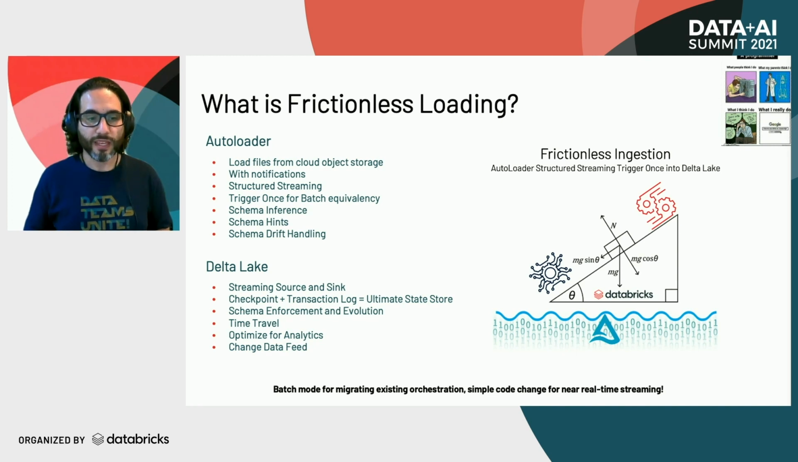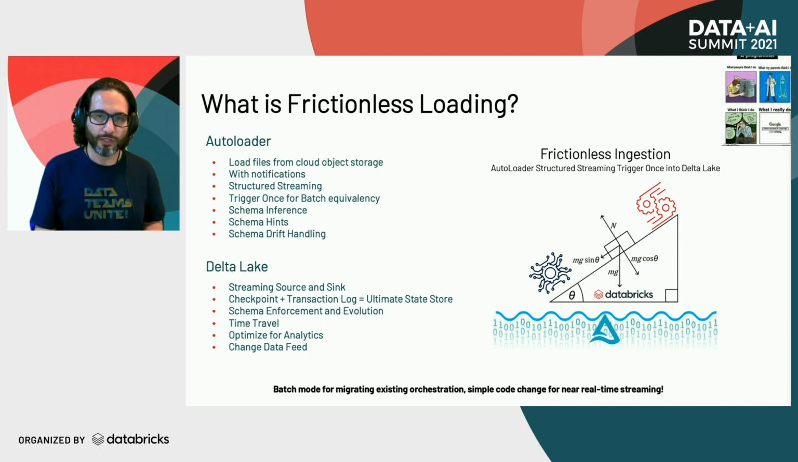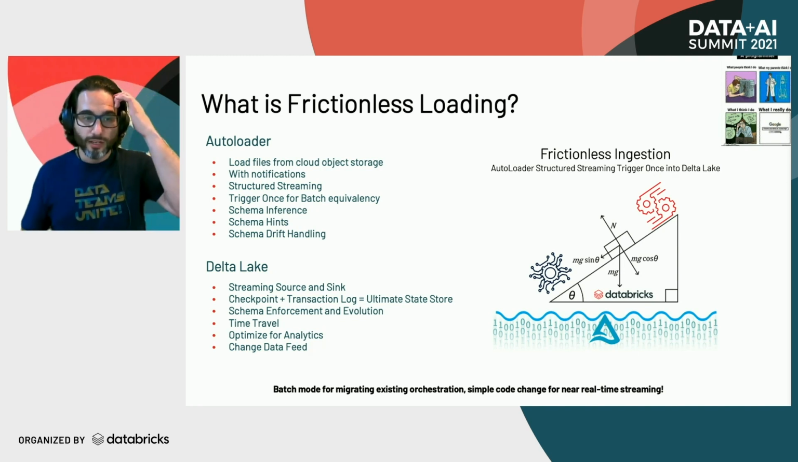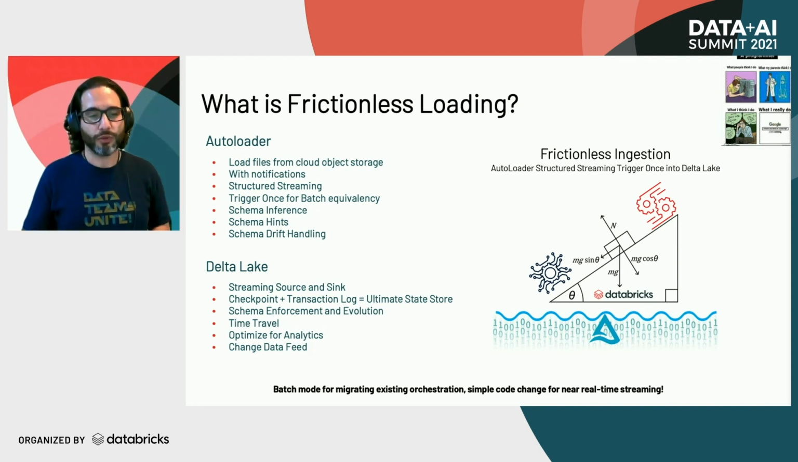So instead of listing directories, we read from a queue service, which is significantly more price performant on cloud data lakes. Then we use structured streaming, but don't think of streaming as real-time streaming or near real-time streaming. We can use a thing called trigger once for batch equivalency. And then it has tools to handle schema inference. You can even apply schema hints, and you can handle your schema drift, because we all know that data changes over time, and we need to be able to handle that.